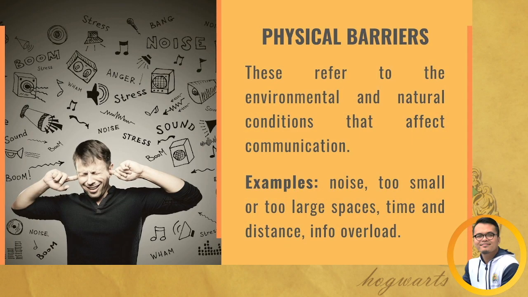Starting off with physical barriers. These refer to the environmental and natural conditions that affect communication. External noises such as the barking of dogs, cackling of chicken, sounds of vehicles are common examples. Too small or too large spaces, time and distance, and even information overload are considered as physical barriers too.